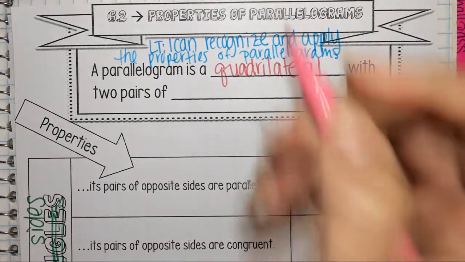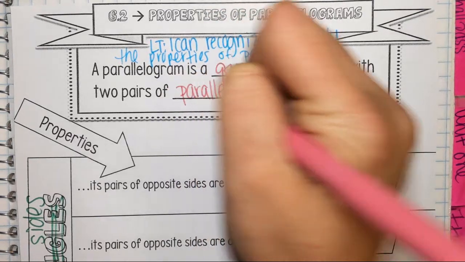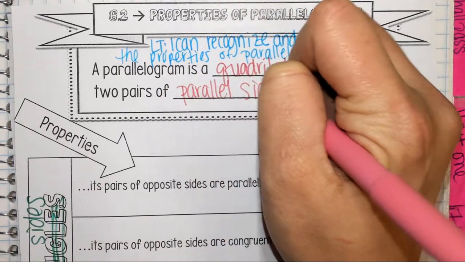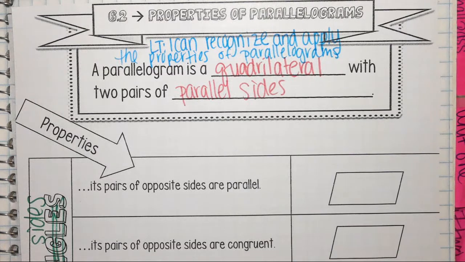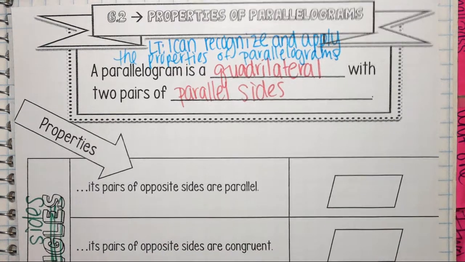Alright, it's a quadrilateral with 2 pairs of parallel sides. It's called a parallelogram for a reason. There you go. Now, we can look at and classify a parallelogram 3 different ways. By its sides, by its angles, by its diagonals.